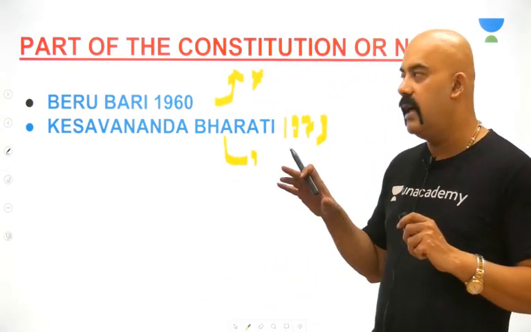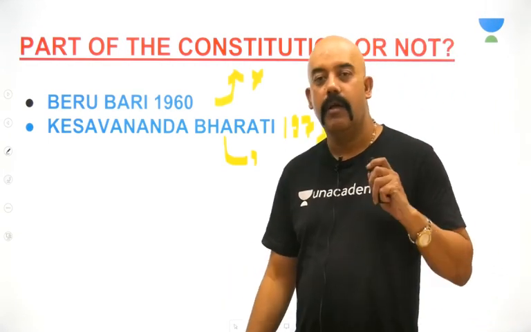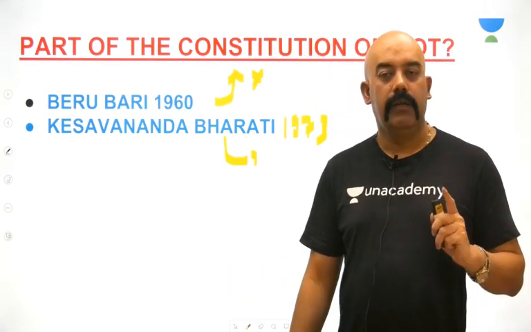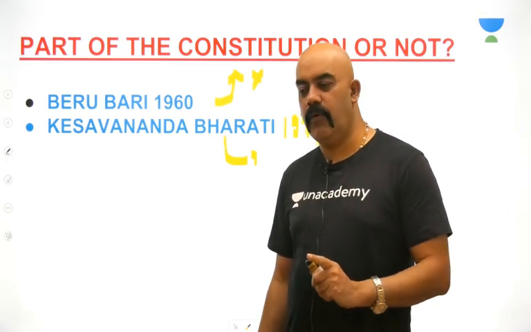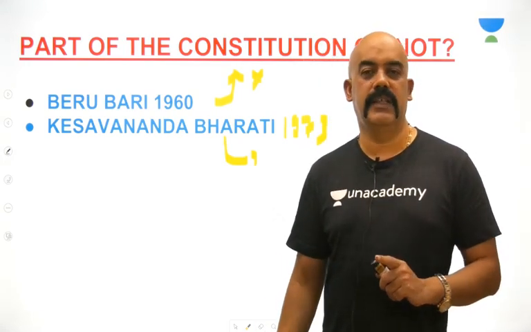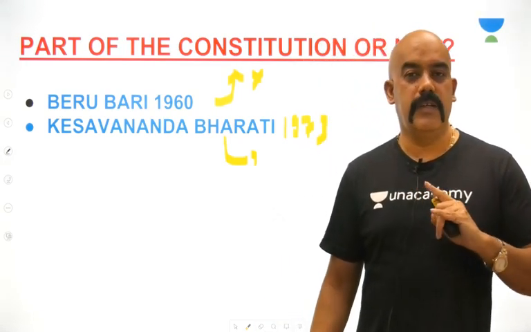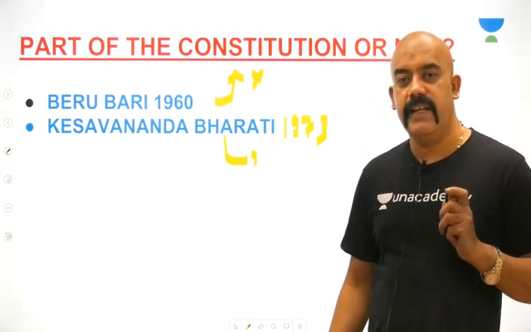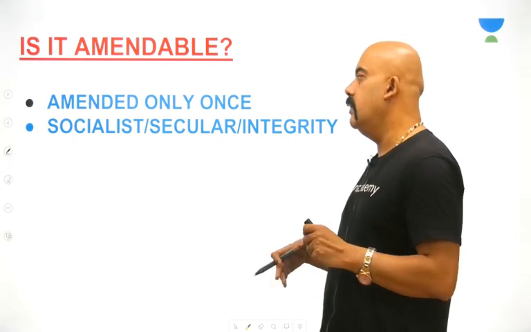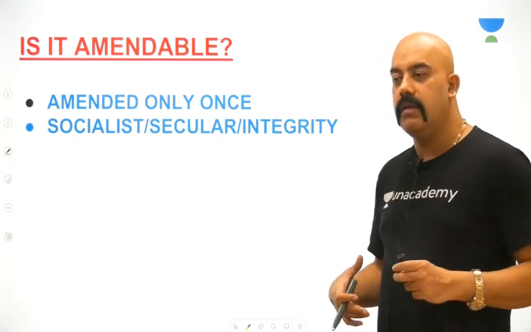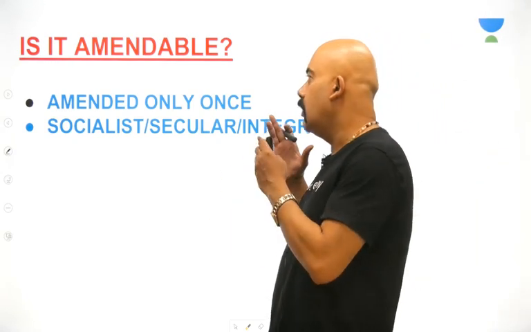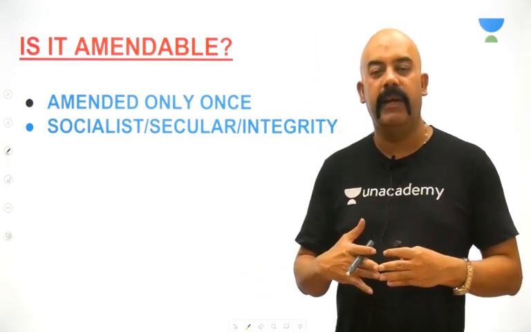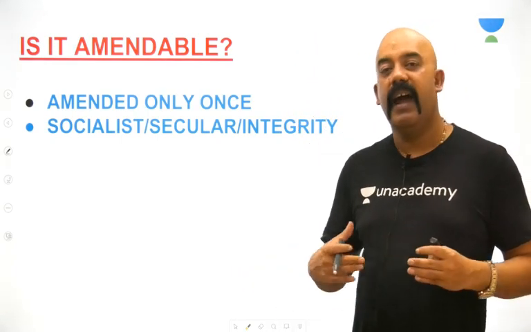So you should remember this as a huge question. The same Supreme Court in the Berubari case, the constitutional bench, had decided that the Preamble is not a part, but the Kesavananda Bharati case decided that it is a part. Is it amendable? I don't think I need to prove it. The proof is in the pudding itself. So we have seen this: the 42nd Amendment 1976, Madam Indira Gandhi had amended it.